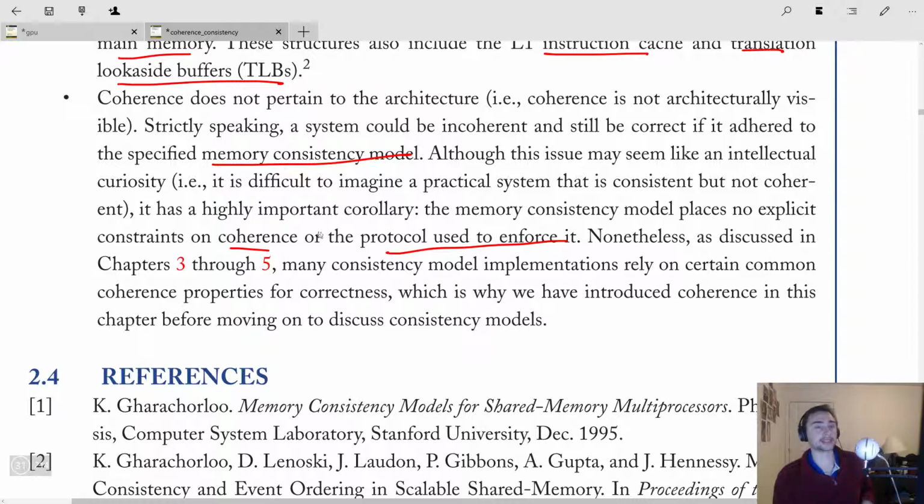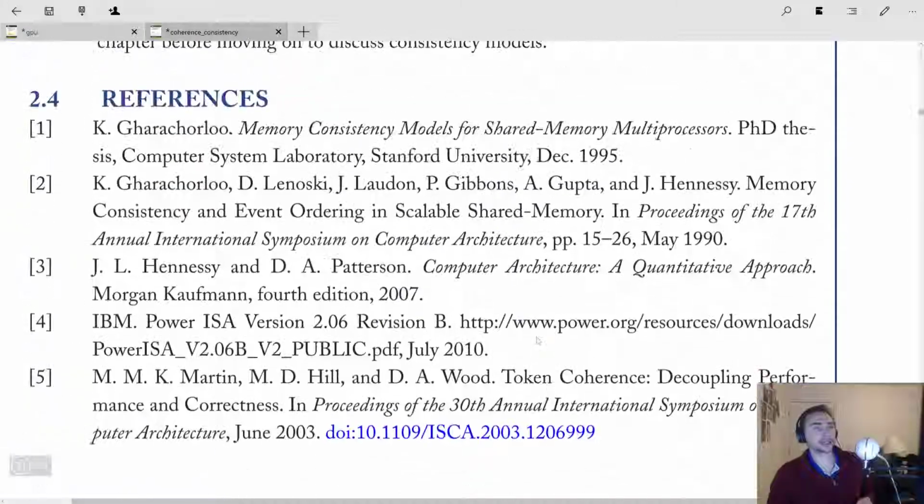Nonetheless, as discussed in chapters 3 and 5, consistency models may rely on certain common coherence properties for correctness. So, these things are linked pretty tightly in some respects, and they may specifically rely on parts of a specific cache coherence process. Okay, so that's really going to do it for this section.